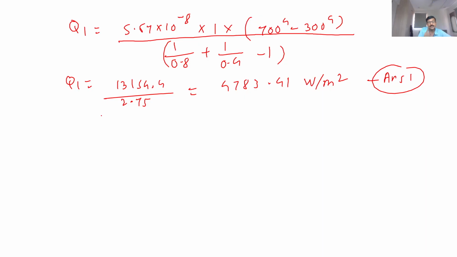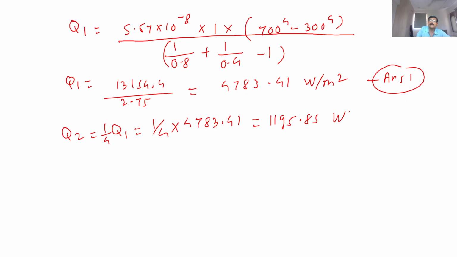Now there is one shield inserted, but what is the new heat transfer rate? Q2 is 1/4 of Q1. So 1/4 into 4783.41. After inserting the shield, the heat transfer rate has become 1/4, so you multiply here, and the answer comes as 1195.85 watt per meter square. What is the formula of without shield? Q2, sorry, with shield. Let's take a case.